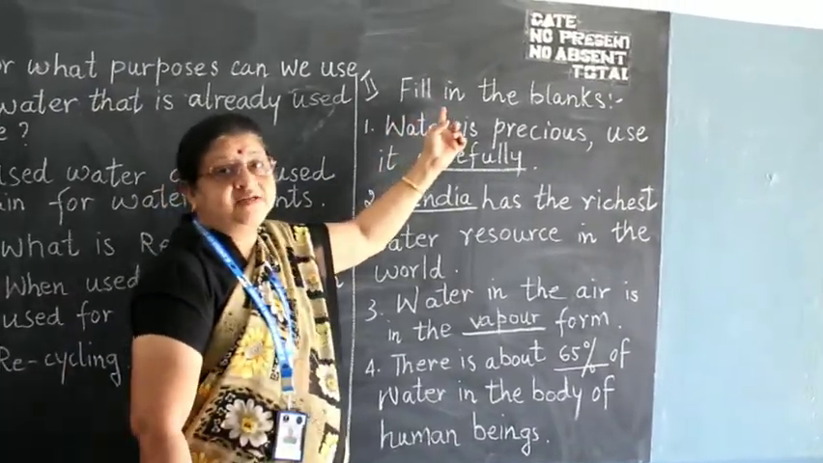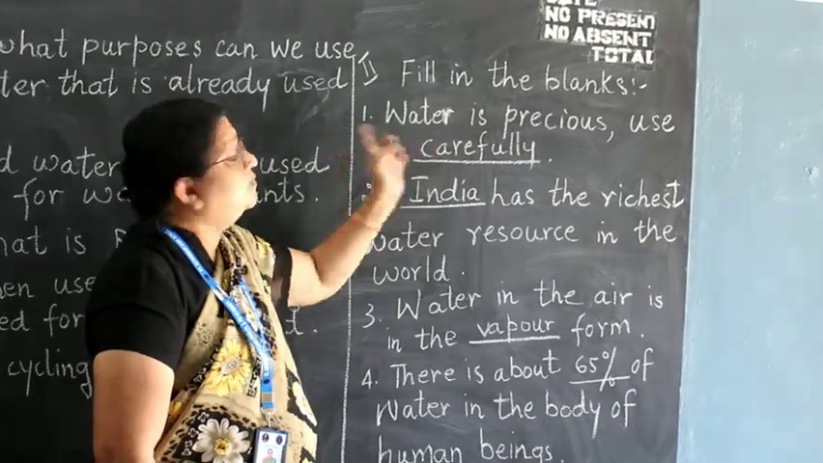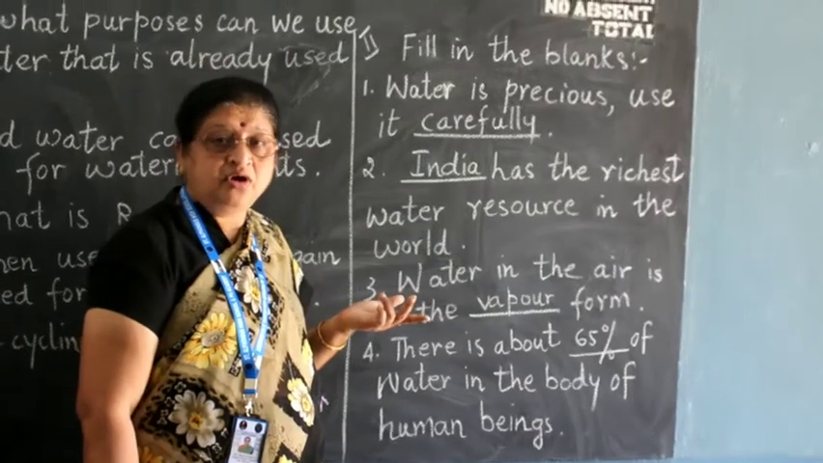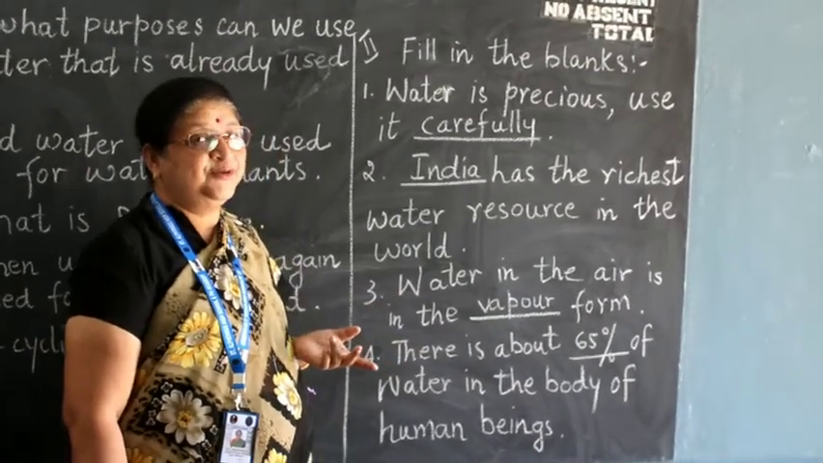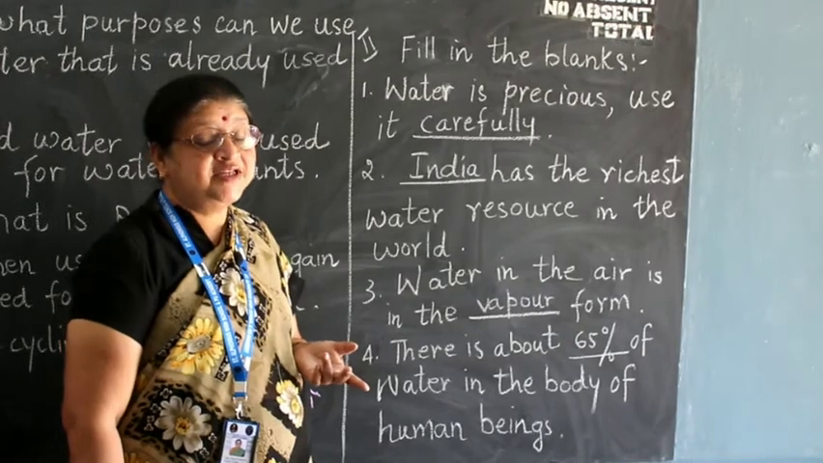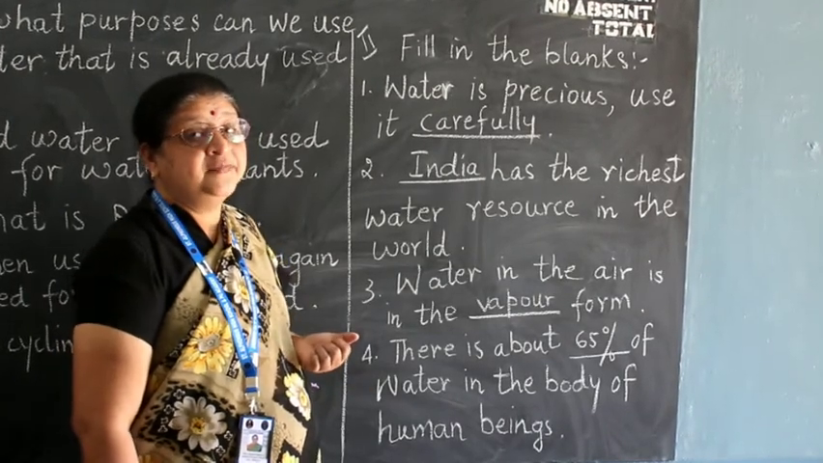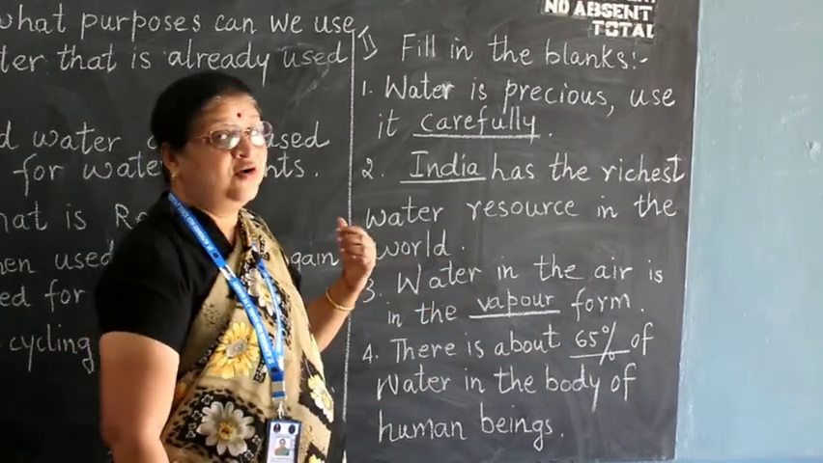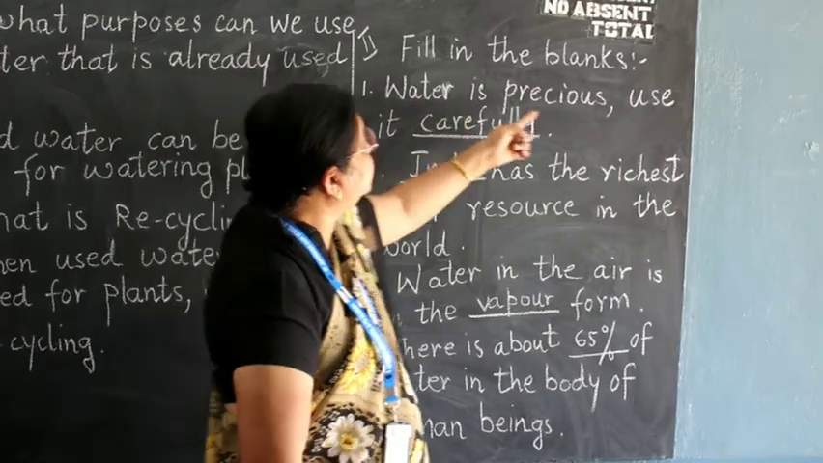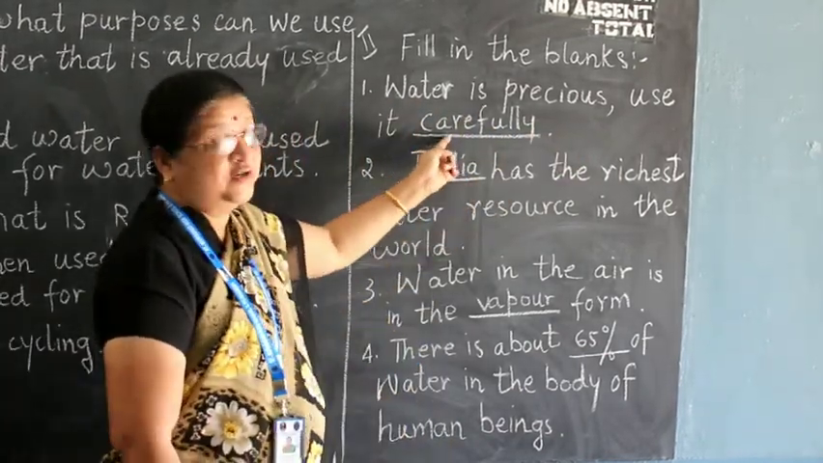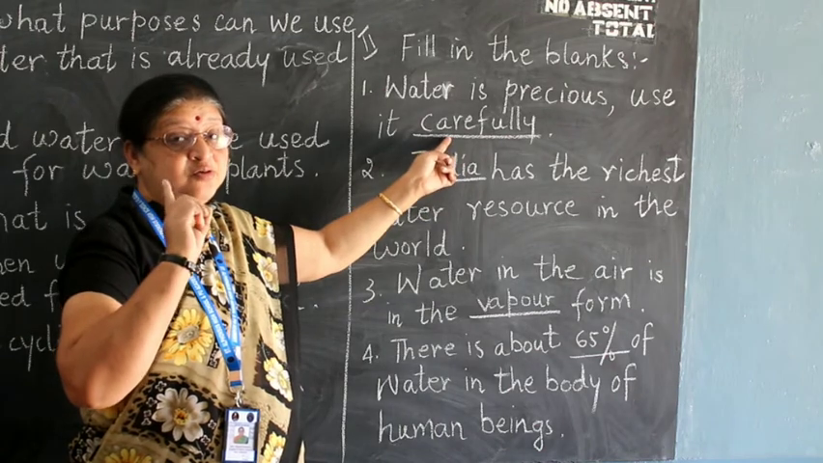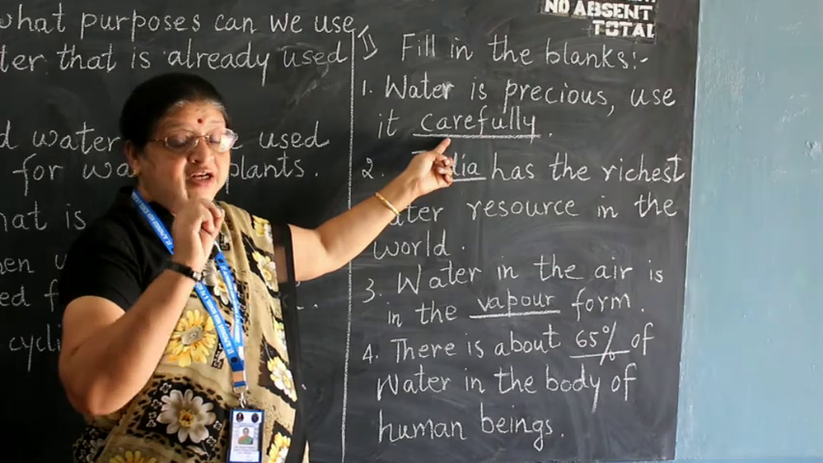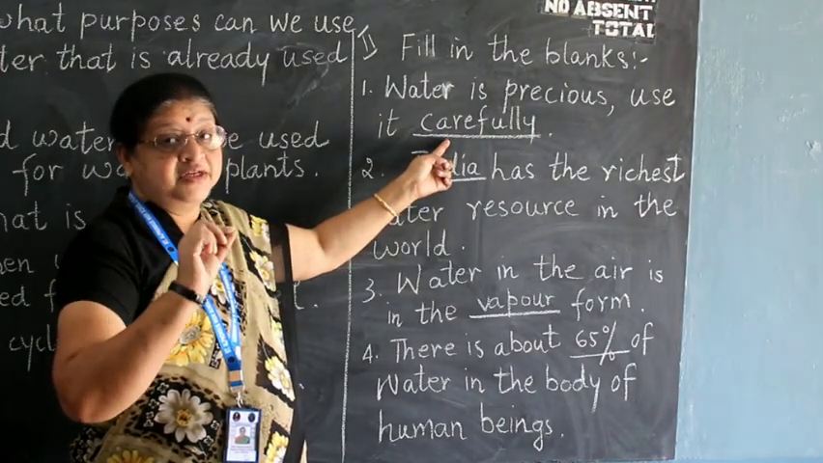Now the next main is fill in the blanks. Children, you know the earth is having more water or more land? I am sure you know water is more, isn't it? 70% of the earth is water, and our body is also 65% water. So all of you should know, water is precious, use it carefully. Always think, tell mommy also, mama, water is precious, daddy also, use it carefully. Tell your brother, sister, because we should not waste water.